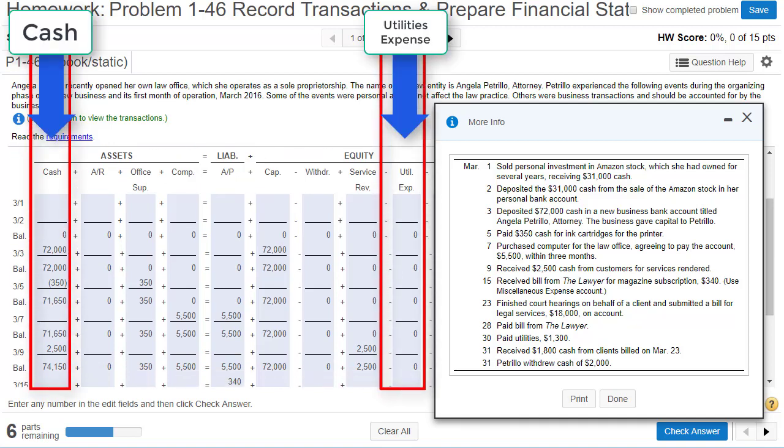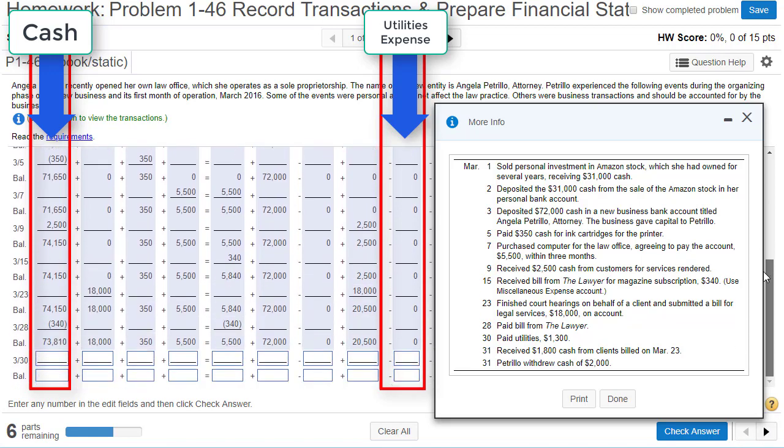March 30th, paid utilities, $1,300. Another way to explain this transaction is we get a utility bill and we pay it right away. Since we are paying it right away, there is no need to list it under accounts payable. So cash is decreasing by $1,300 since we paid it. So I'll put minus $1,300 under cash.